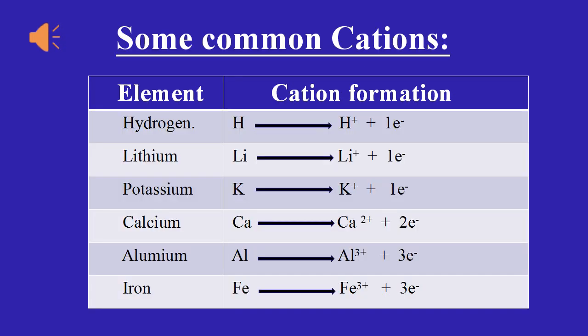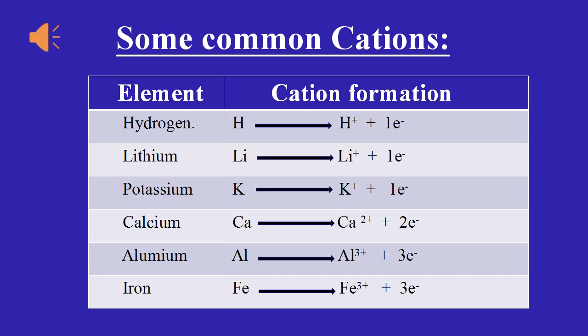Dear students, let's discuss some more examples of formation of cations. A hydrogen atom forms a cation by losing 1 electron and has +1 charge. A lithium atom forms a cation by losing 1 electron and has +1 charge. A potassium atom forms a cation by losing 1 electron and has +1 charge.